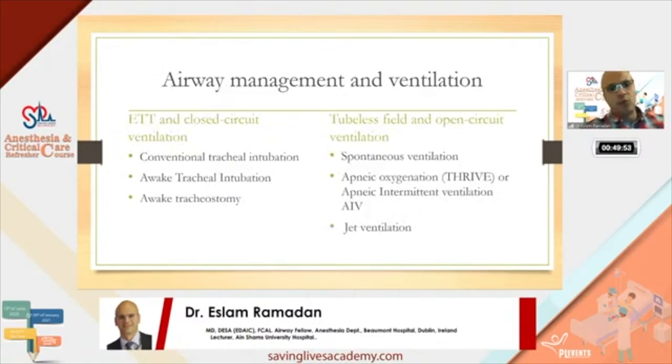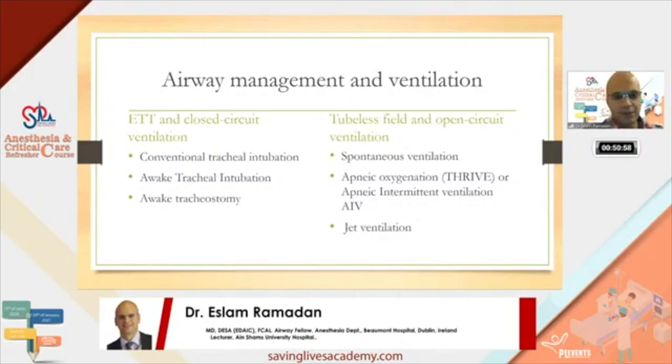Airway management and ventilation: we have two choices according to the surgery and the lesion. The first choice is to put an endotracheal tube and start closed circuit, intermittent positive pressure ventilation. To put the endotracheal tube, we have three options: conventional tracheal intubation using direct laryngoscopy or McGrath, whatever you want; awake tracheal intubation if we suspect difficult airway management, either fiber optic or video assisted; or awake tracheostomy. The second option is a tubeless field and open circuit ventilation. Either we keep the patient under spontaneous ventilation, which is uncommon and used mainly in the pediatric population or if we want to assess the dynamics of the cords, or we use apneic oxygenation using the THRIVE technique, apneic intermittent ventilation, or jet ventilation.